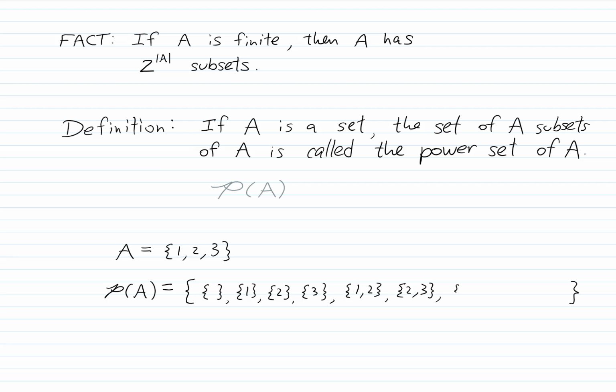And the set consisting of 1 and 3. And then there was A itself. Those are the 8 subsets of A. So if I take those 8 subsets and put them into a set, so that's like 8 small boxes inside of a big box, then that big box is called the power set of A.